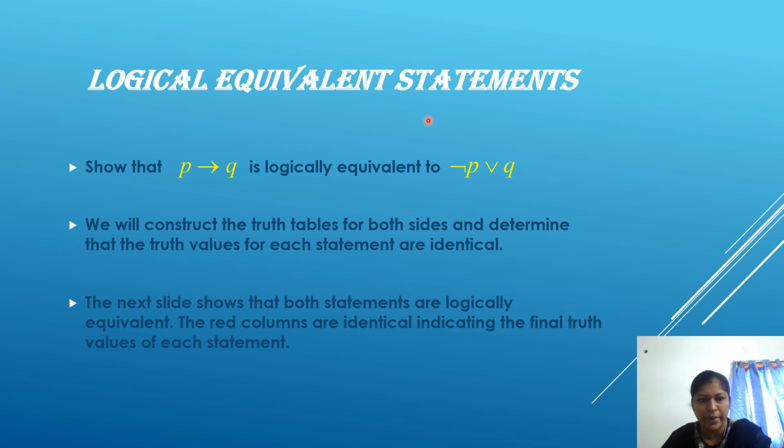Here, for the logical equivalence statements, you can observe that P implies Q is logically equivalent to negation P or Q. By using the truth table, we can prove that very easily. Here also we can observe by using the truth tables that the logical statement can be proved.